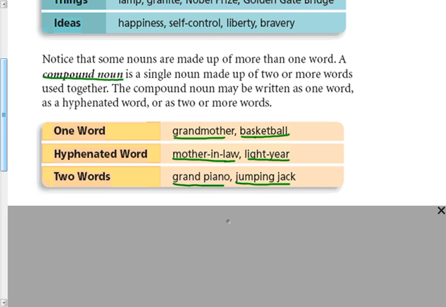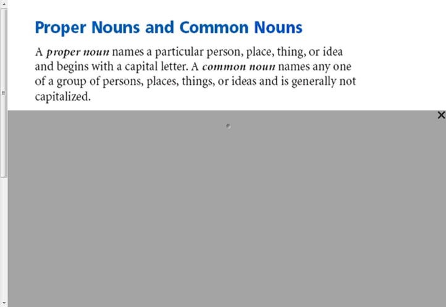So grand piano is what we call it. A jumping jack is the name of the item. That's why it's 2 words, but one noun. Next, proper nouns versus common nouns. A proper noun names a particular person, place, thing, or idea and begins with a capital letter. A common noun names any one of a group of persons, places, things, or ideas, and is generally not capitalized.